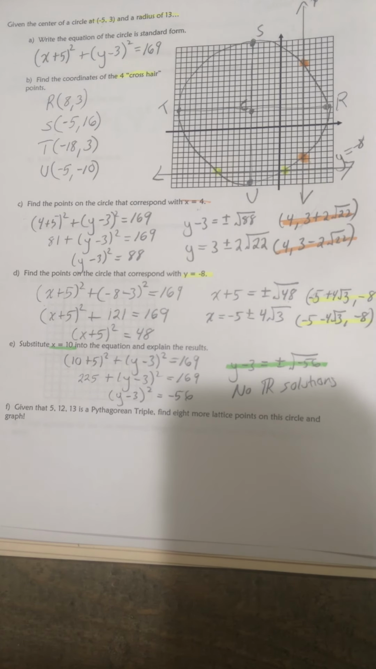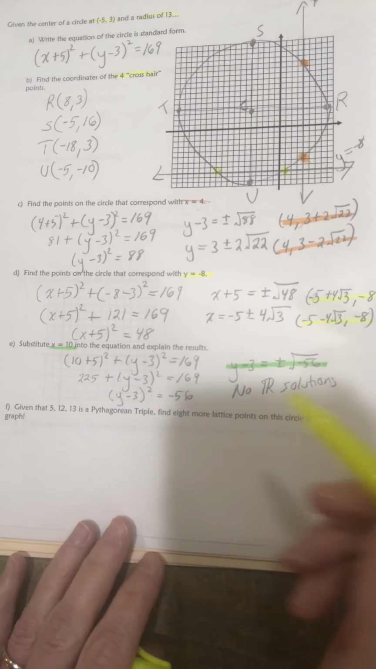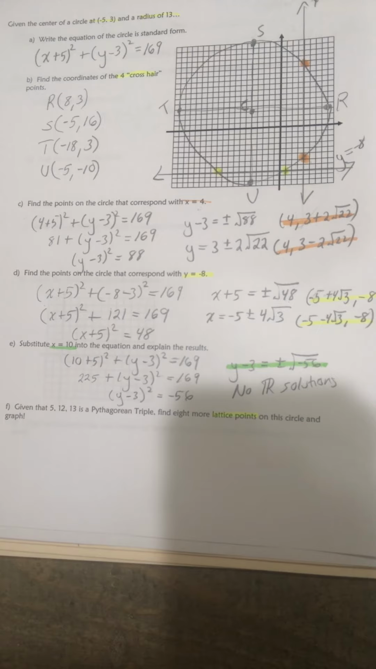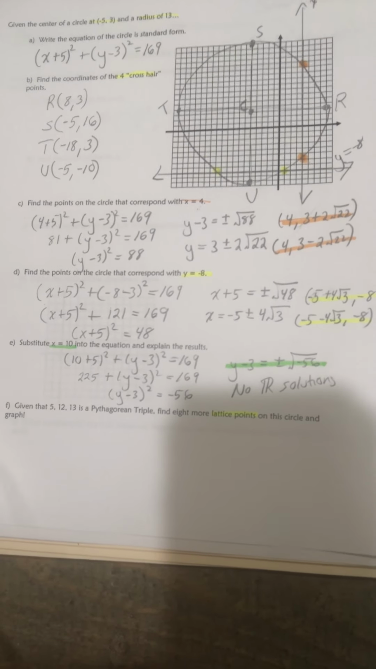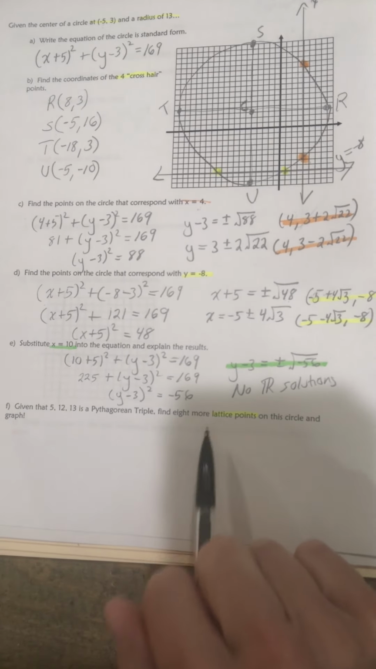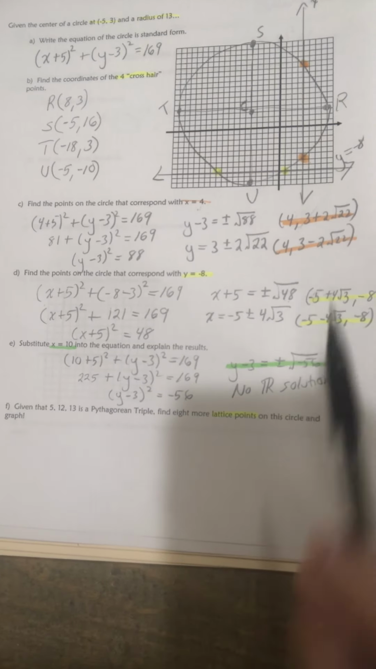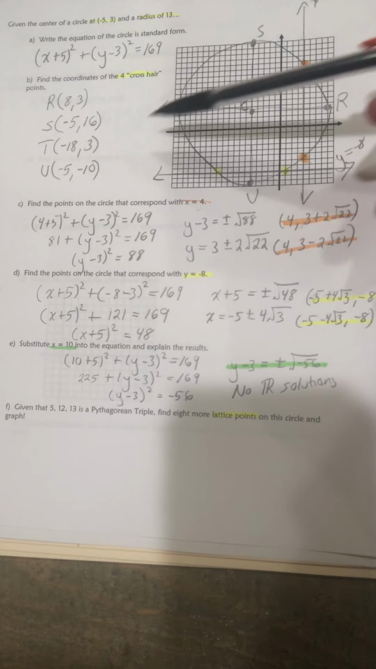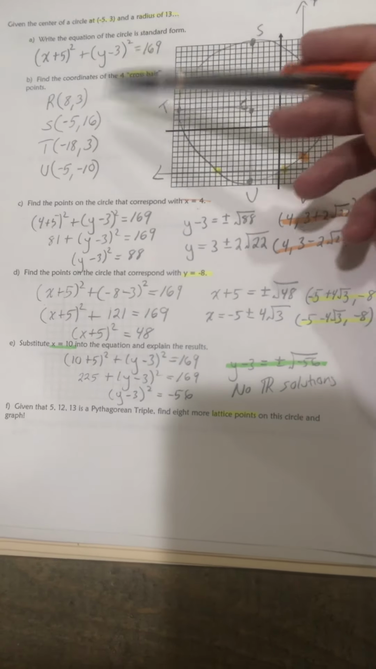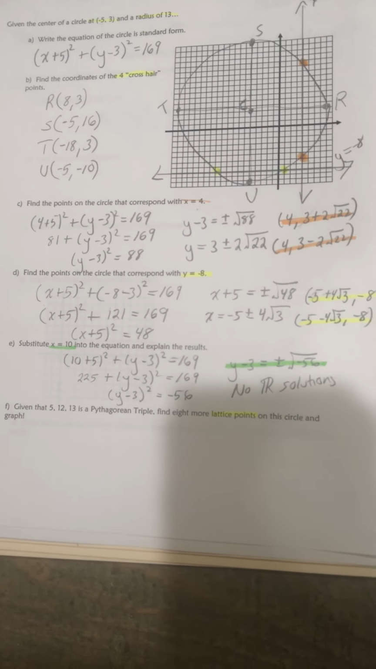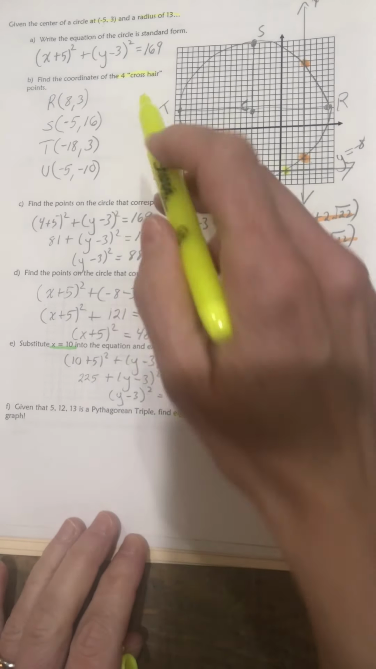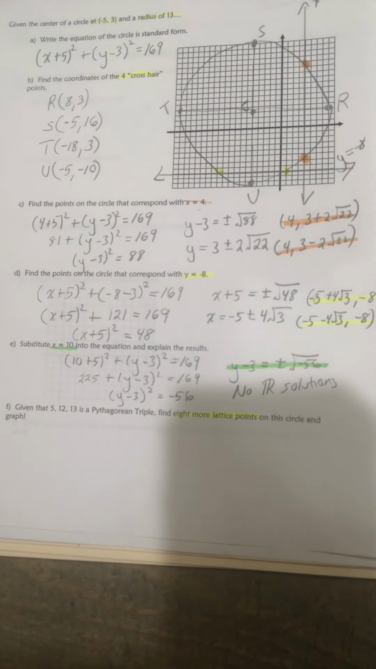Now, I realized when someone asked a question on my conference that I really didn't emphasize what lattice points are. Lattice points are points on a circle that have integer x and y values. So that means everything that has integer x and y values. Now, our 4 crosshair points are lattice points. But right down here it says 8 more lattice points. That means we don't want to use the crosshair points. We want to get different lattice points.